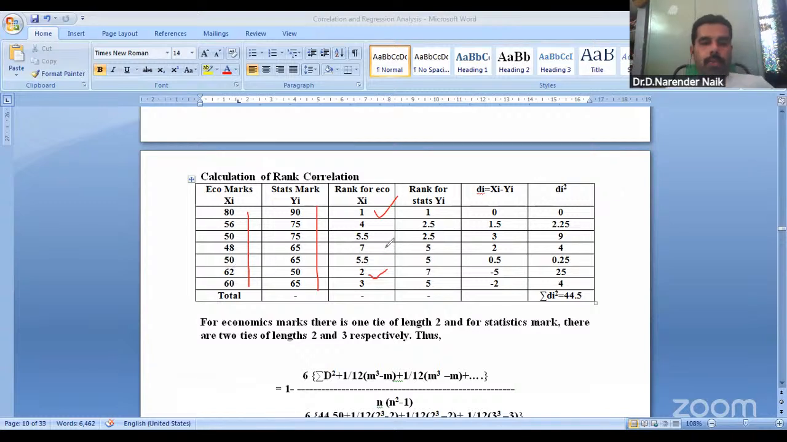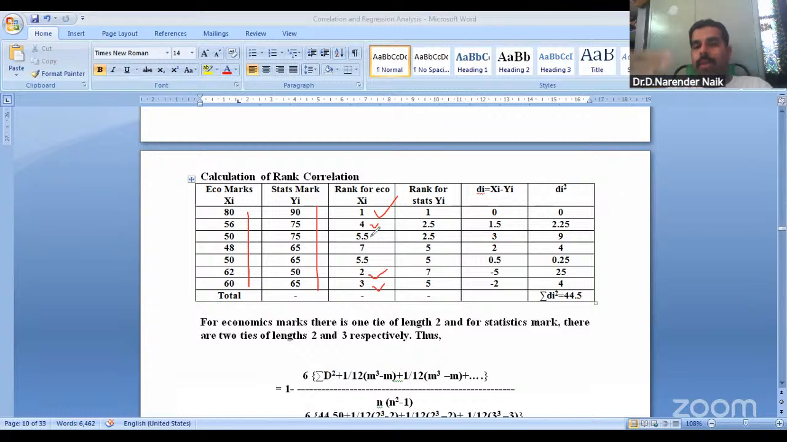So the next one is third, then fourth, completed. Then fifth and sixth: 5 plus 6 is equal to 11, divided by 2, that is 5.5. So we are not giving rank 5 and rank 6. Simply we are giving a common rank, that is 5.5, 5.5. Okay, any doubt anybody?